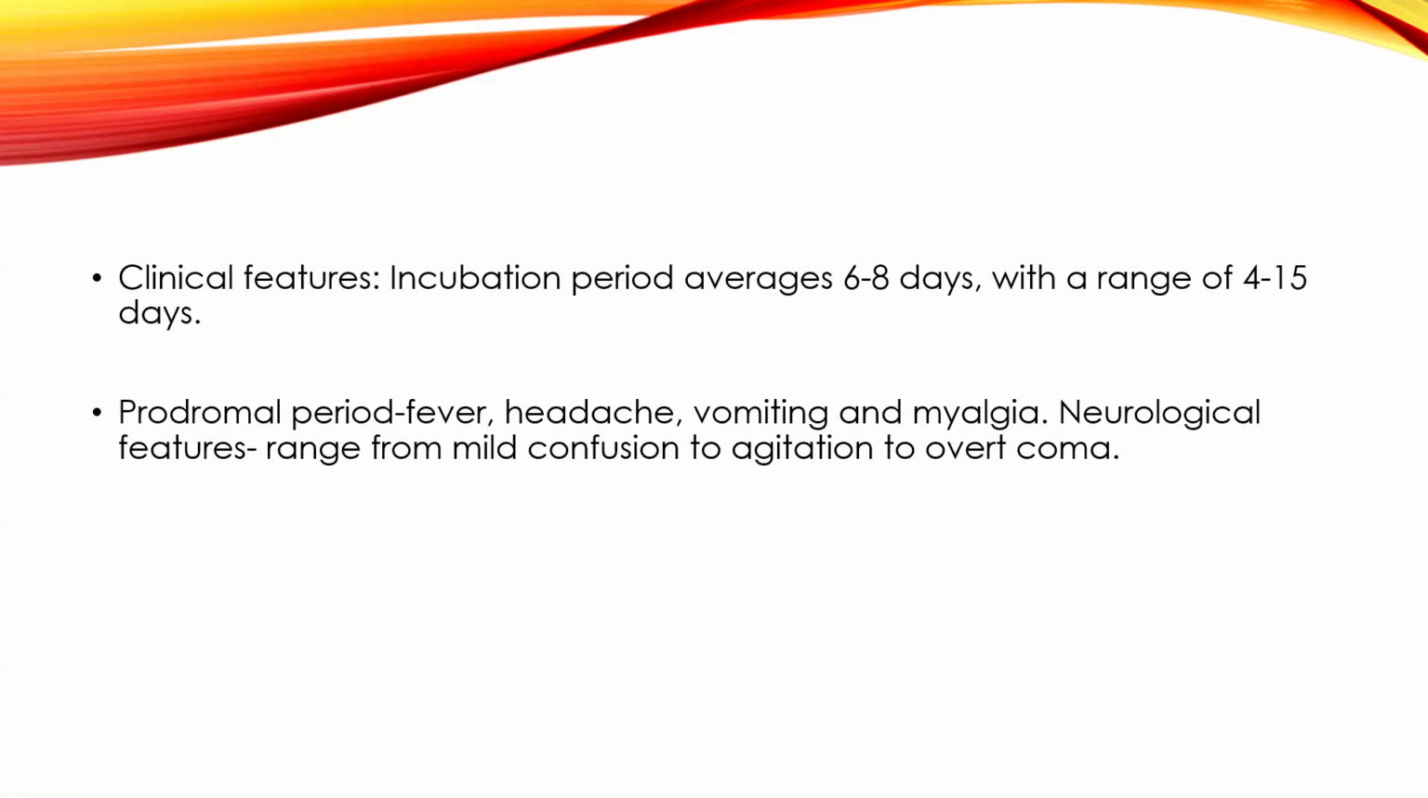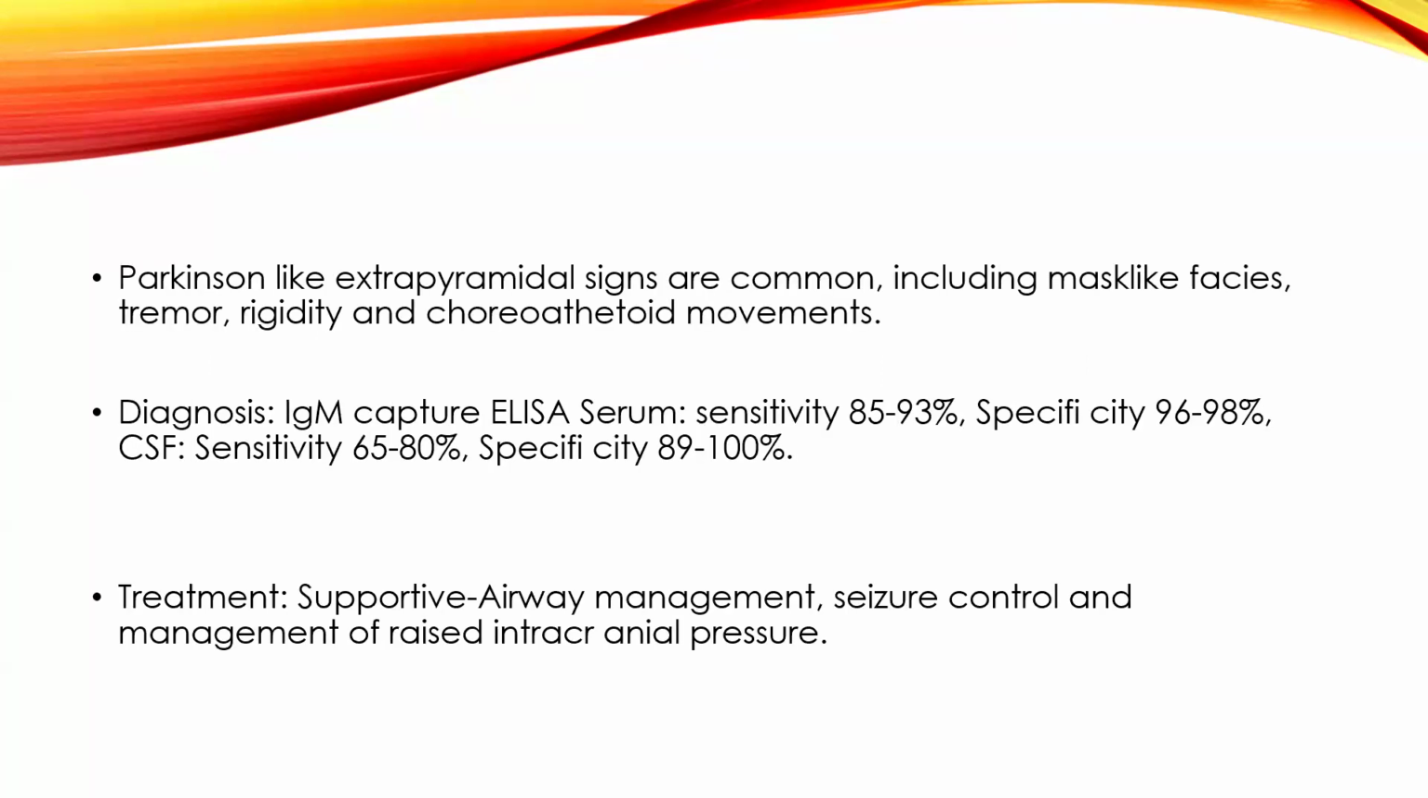Clinical features: the incubation period averages 6 to 8 days, with a range of 4 to 15 days. Prodromal period: fever, headache, vomiting, myalgia. Neurological features range from mild confusion to agitation to overt coma. Parkinson-like extrapyramidal signs are common, including mask-like facies, tremors, rigidity, and choreoathetosis movements.